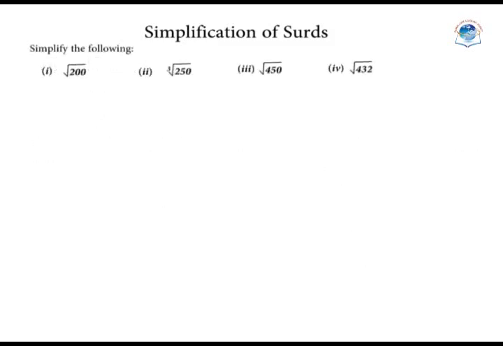Further examples, simplify the following: root 200, cube root of 250, root 450, and root 432. In our solution for the first one, root 200, we write 200 as a product of two factors such that one factor is a perfect root. The best is 100 times 2, and so we shall have root 100 times root 2. Square root of 100 is 10, and so we shall have 10 root 2.